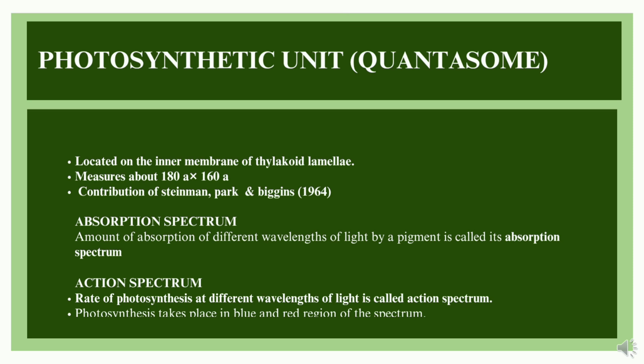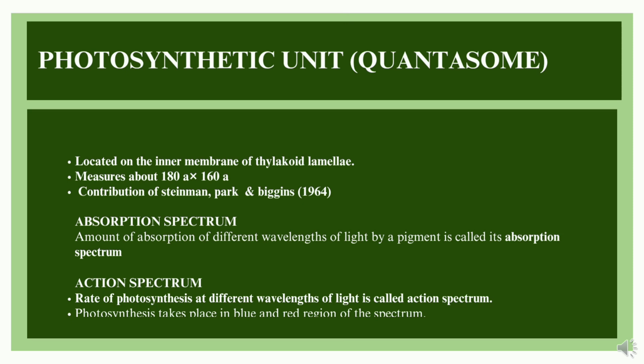Absorption spectrum is defined as the amount of absorption of different wavelengths of light by the pigment. And the action spectrum is defined as a curve that shows the rate of photosynthesis at different wavelengths of light.